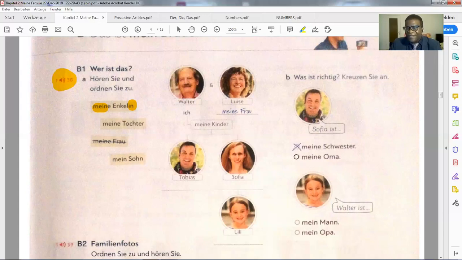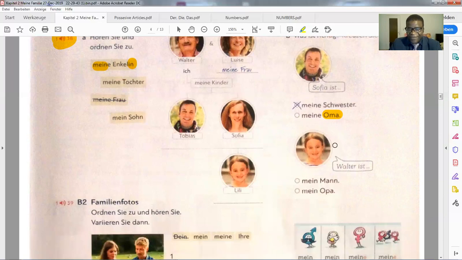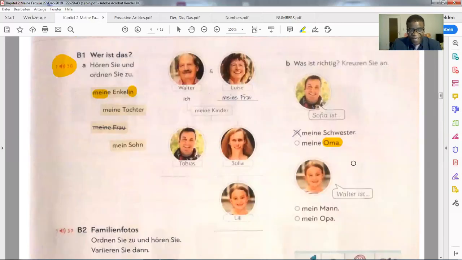Okay, this is not an answer, but meine Oma. Oma, write it down. Oma is grandmother. Meine Oma, grandmother. Then this little girl, I think this is Lily, saying something. Walter is the name, this is the man here. He's a man, masculine.